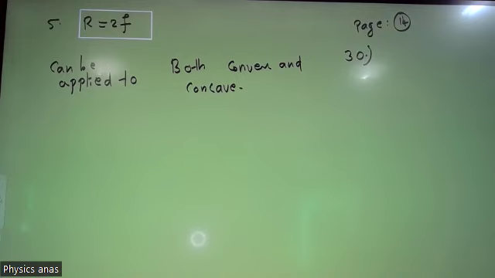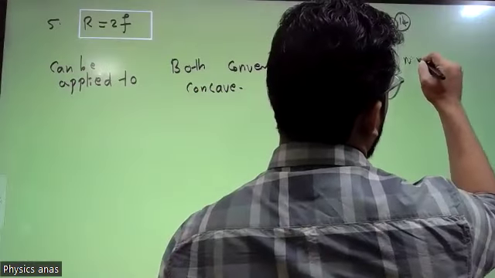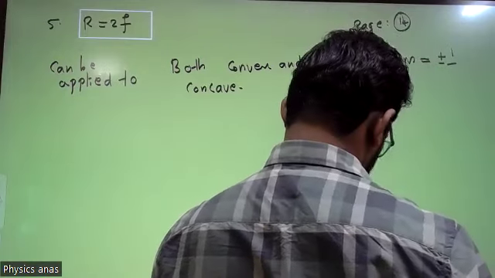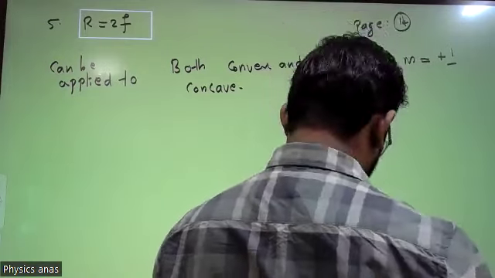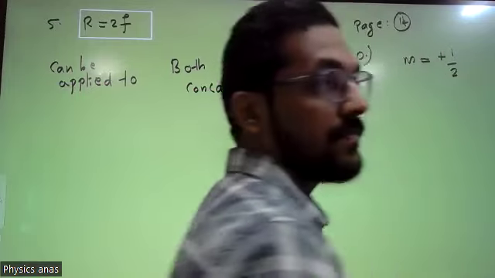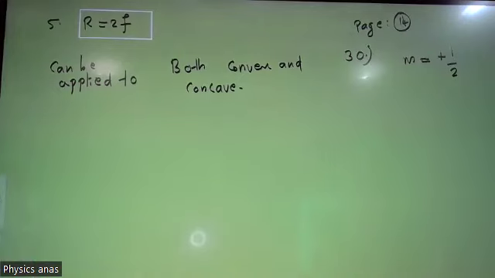What is the 13th question? The magnification produced when an object is placed at a distance of 20 centimeter from a spherical mirror is plus 1 by 2, or half. So the magnification is given in the question and it is plus 1 by 2. And which type of mirror is that?